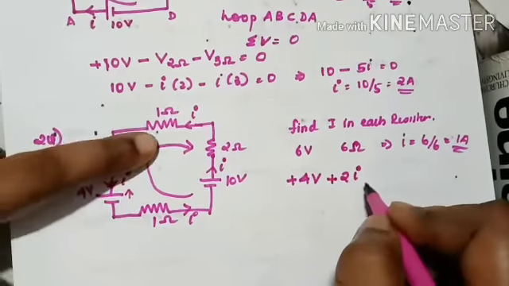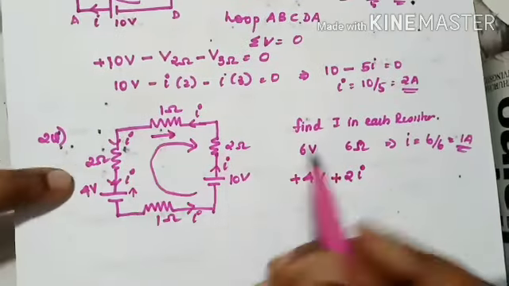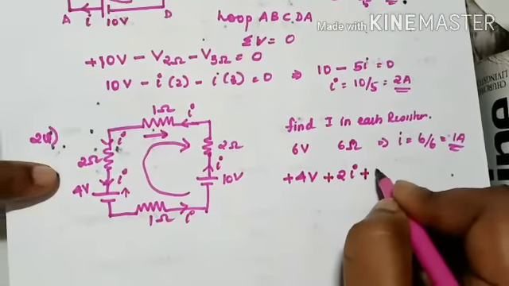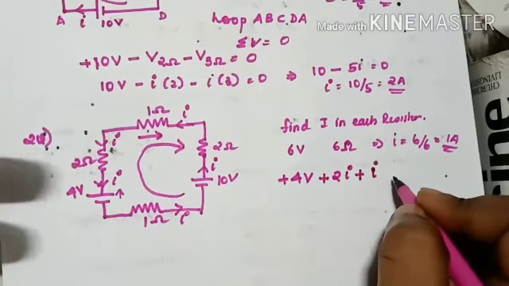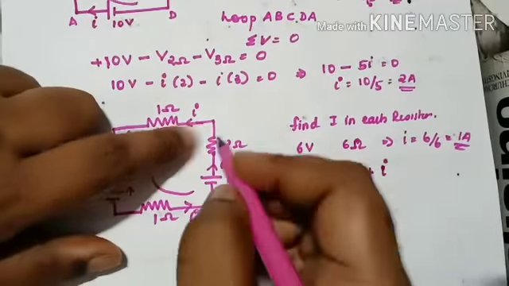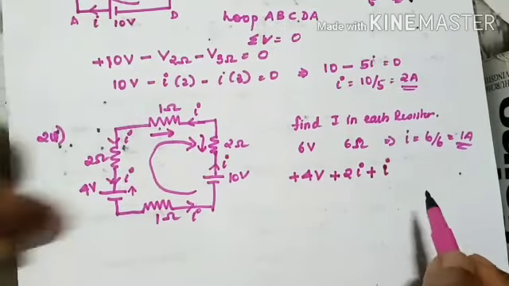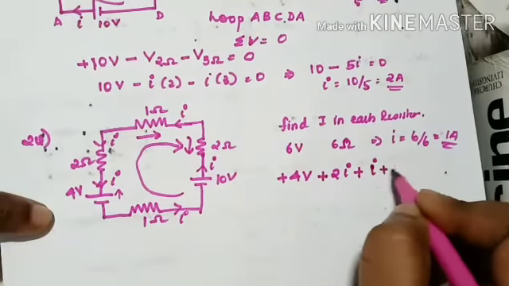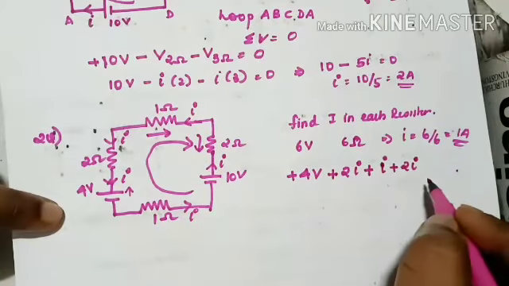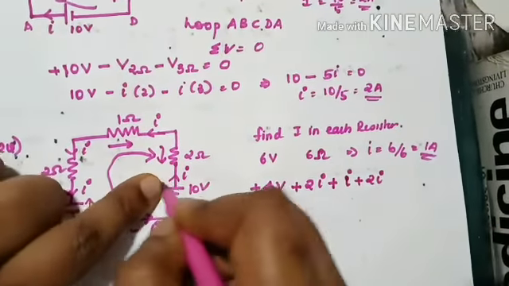Now I am moving in this direction. I have reached here, and in this direction I am moving, but the current is in the opposite direction. So plus I into R, that is 1 into I, I will write it as plus I. Now again I am moving in this direction, but the current is in the opposite direction, right? See, that means again it is plus 2I.